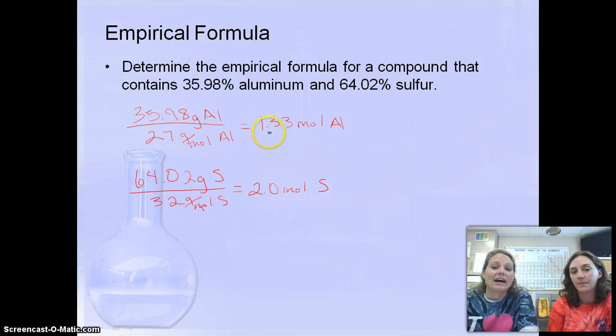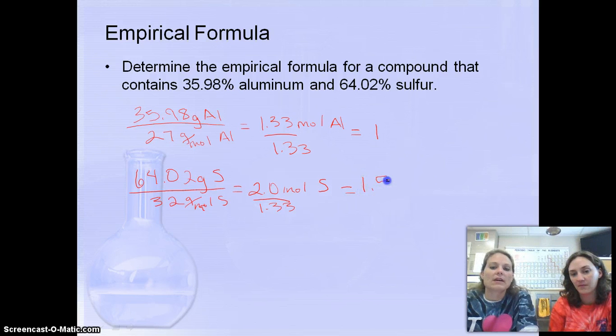We have to divide by the smallest mole. So the 1.33 is our smallest mole, so we're going to divide by that. And out of one of them, you're always going to get a 1. So the very first one, 1.33 divided by 1.33 is a 1. And then this one, the sulfur comes out to 1.5.